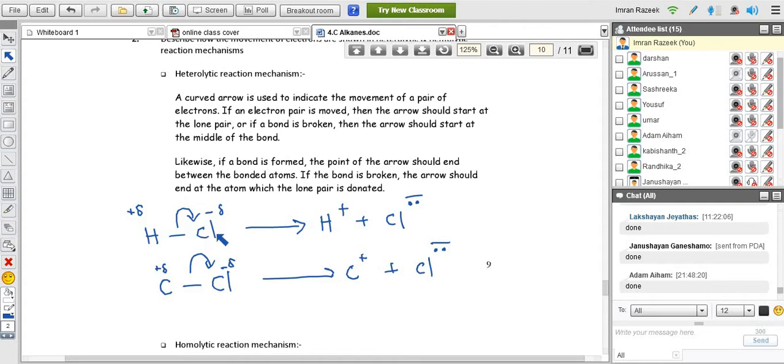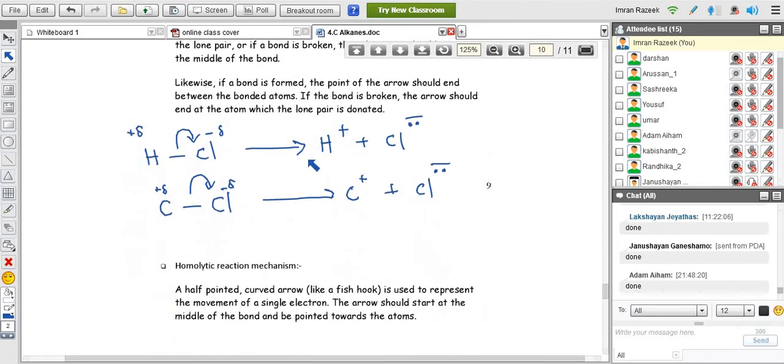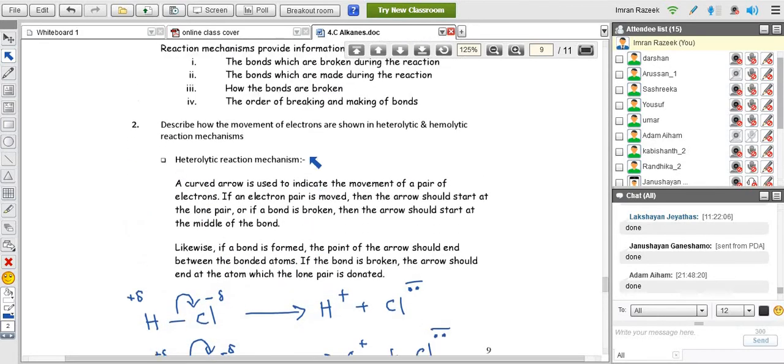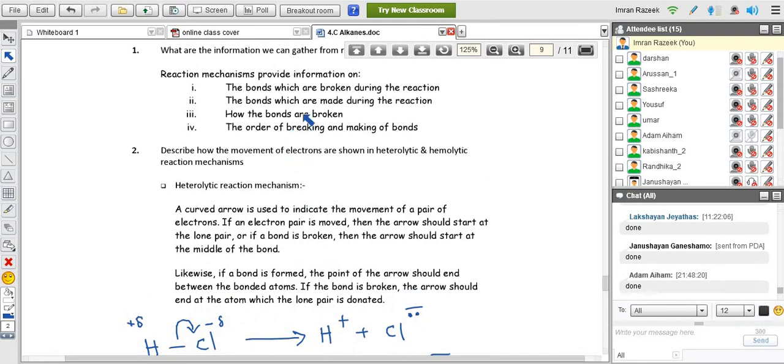When a bond is broken, there's always a rule when you move arrows in a reaction mechanism. If a bond is broken, the arrow should start from the middle of the bond and point to the atom where the bond is broken. If both electrons are moved, we use full-headed arrows, and if only one electron is moved, we use half-headed arrows. I'll explain that in the next question. So the reaction mechanisms provide information on the bonds which are broken and formed during the reaction, how bonds are broken, and the order of breaking and making bonds.